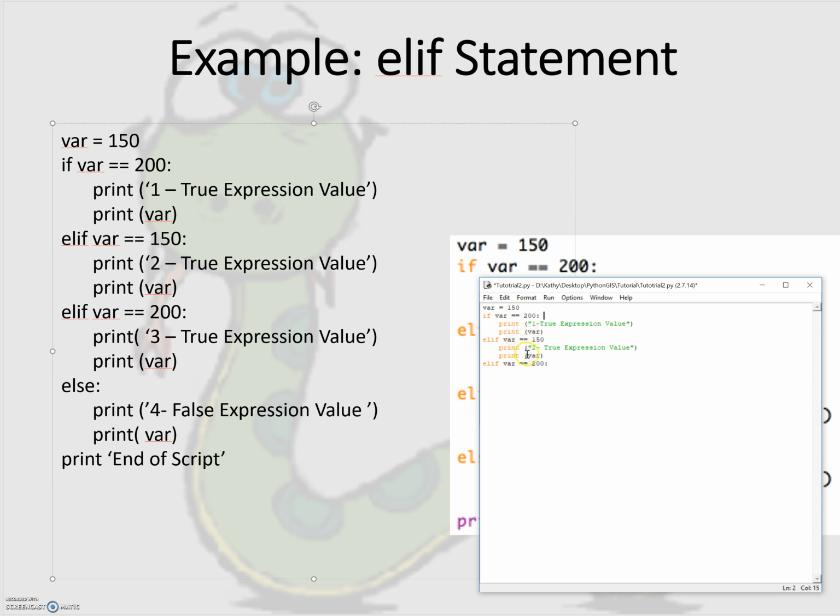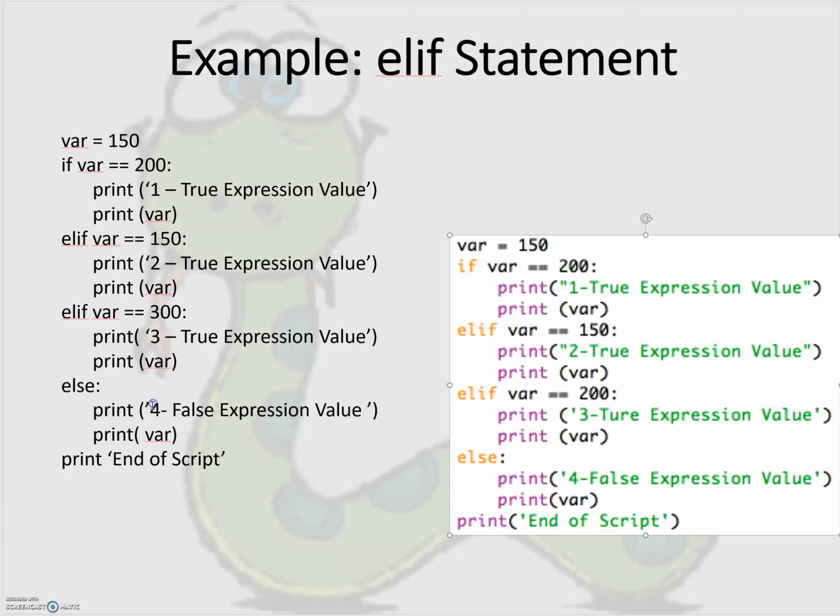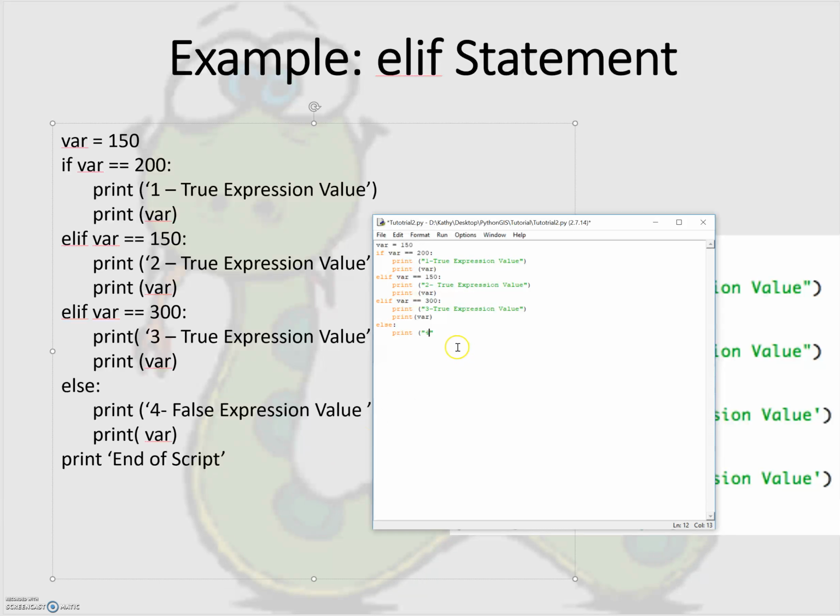3, and I need a semicolon here. And then this will be number 3, true expression value, and then I will print variable, and else, print number 4. So this one looks weird. All right. Okay, then I have false expression value.